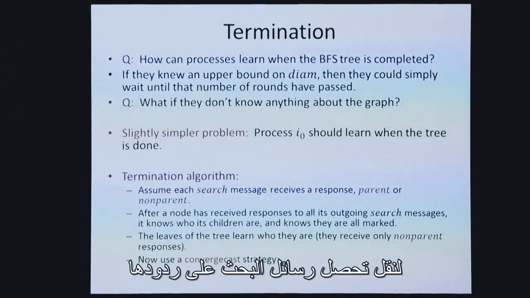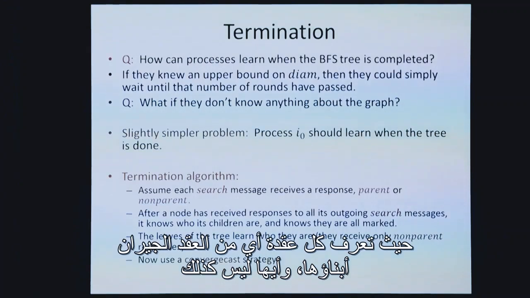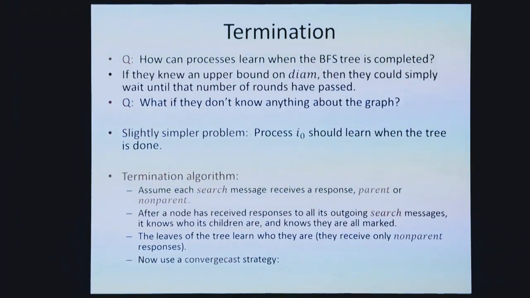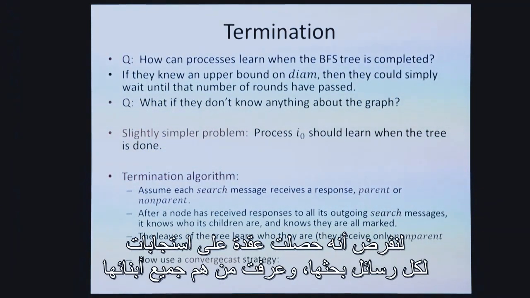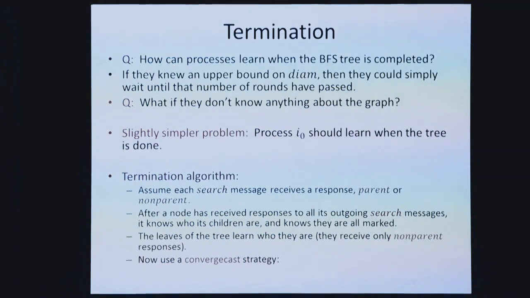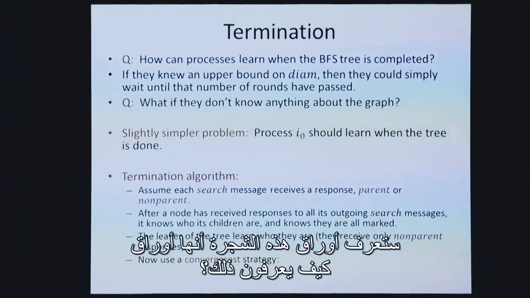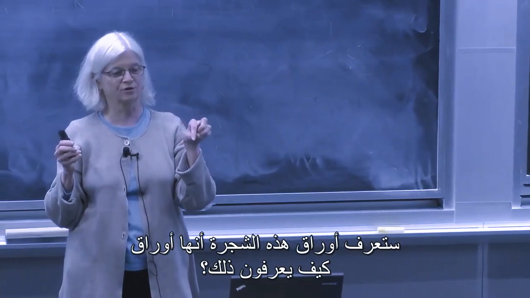Okay, so let's say that the search messages get their responses. So everybody knows which of its neighbors are its children and which are not. So suppose a node has gotten responses to all of its search messages and knows who all its children are. Now the leaves in this tree are going to know that they're leaves. How do they know that?